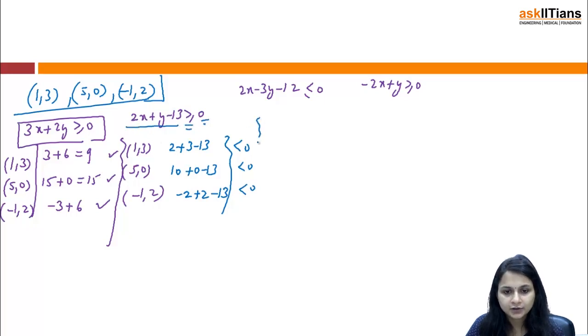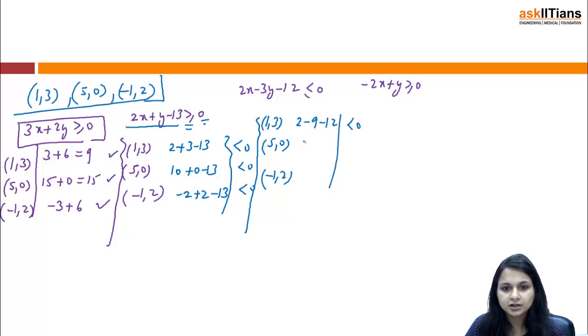The next case, 2x - 3y - 12 ≤ 0. I have the points (1, 3), (5, 0) and (-1, 2). When I put (1, 3), it is 2 minus 9 minus 12, which is less than 0. (5, 0): 10 minus 12. (-1, 2): -2 minus 6 minus 12. So all of them are negative. Yes, we want them negative, so this solution is accepted. This is also accepted.